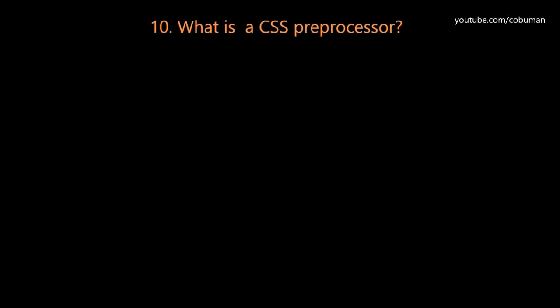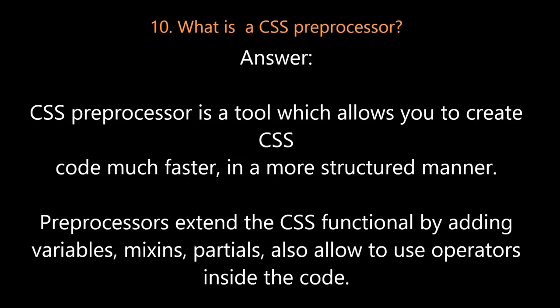Question number 10. What is a CSS preprocessor? A CSS preprocessor is a tool which allows you to create CSS code much faster, in a more structured manner. Preprocessors extend CSS functionality by adding variables, mixins, partials, and also allow the use of operations inside the code.